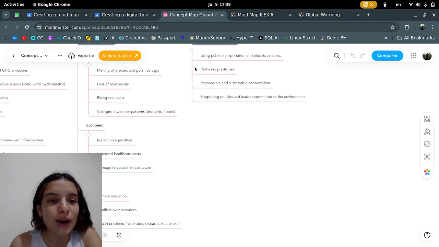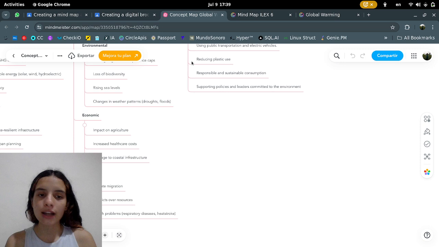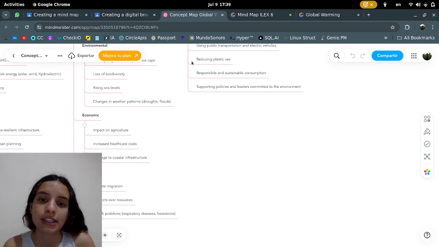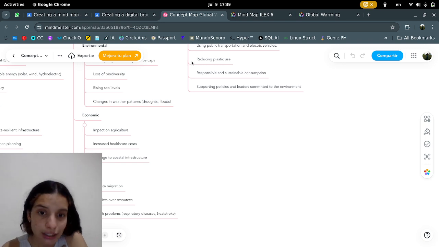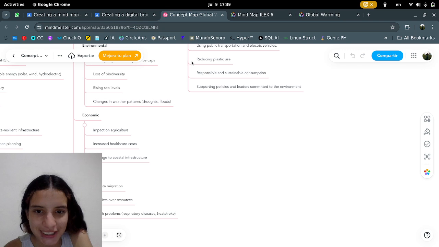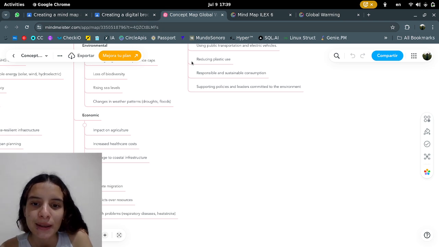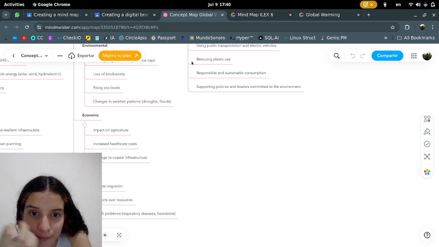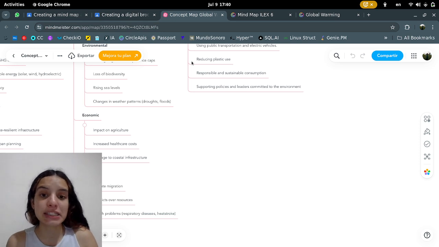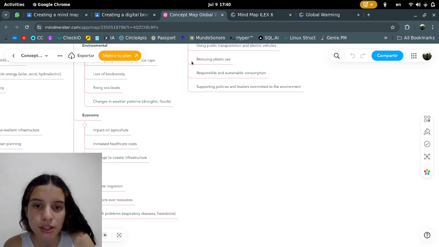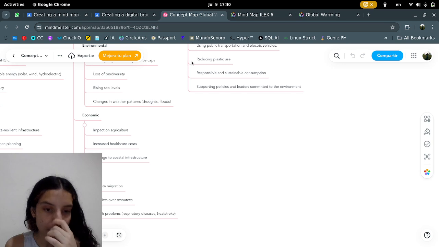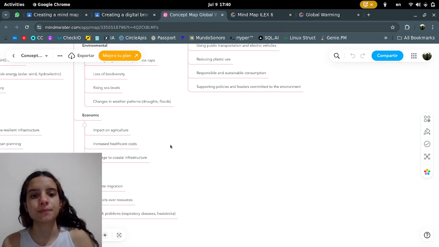Okay, another consequence is the economic impact on agriculture, increased health costs, damage to coastal infrastructure. Also, negative impacts on agriculture. And the social consequences are climate migration, conflicts over resources, health problems, among others.